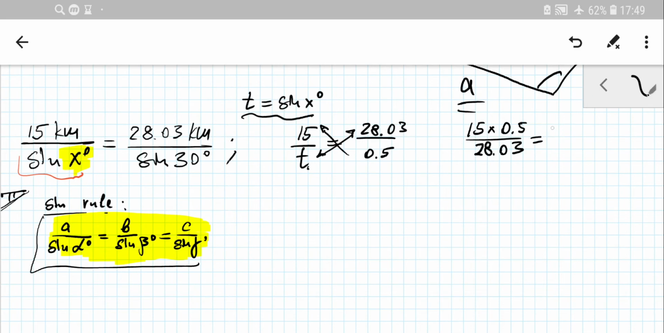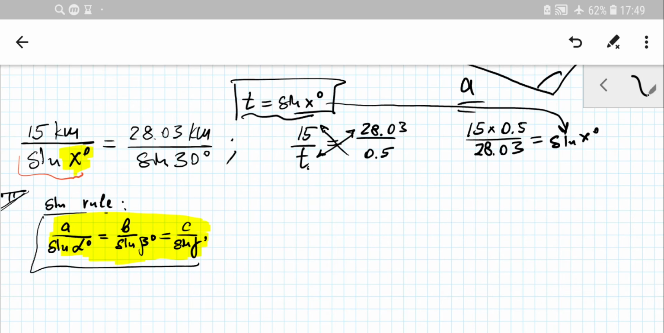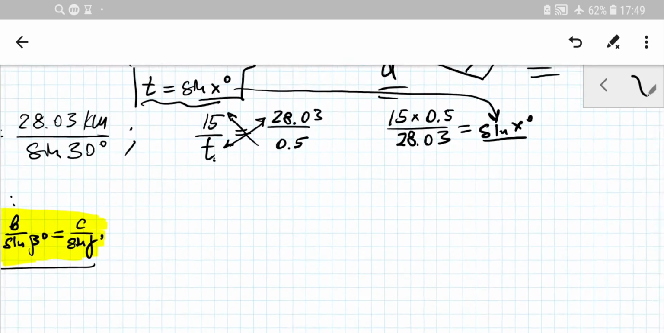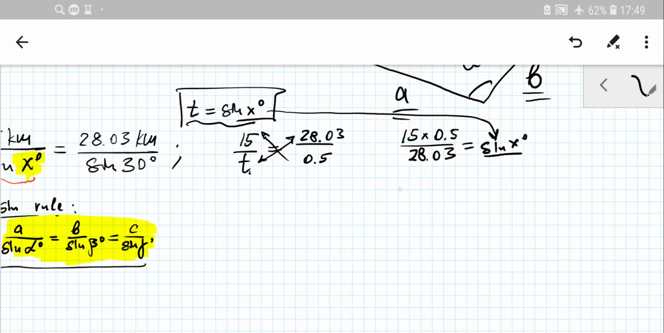But instead of t, I will use sine. So I go back and say, okay, this is sine x. You see how introducing a new variable was really helpful here. So that's sine x, from where you can figure out that x in degrees is sine minus 1 of what you've got here as a fraction. So let's try to do it: 15 times 0.5 over 28.03.